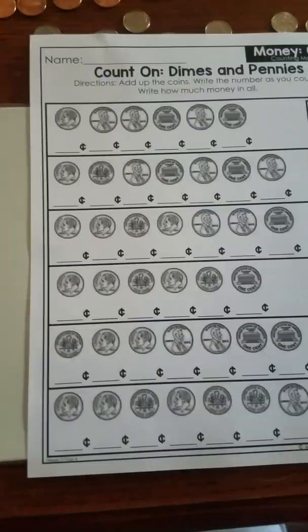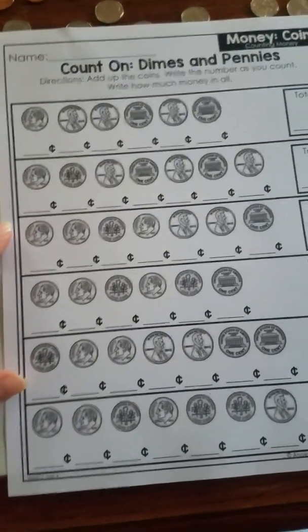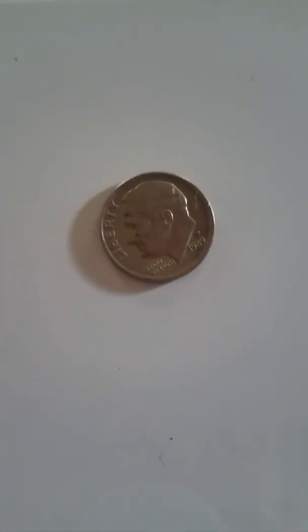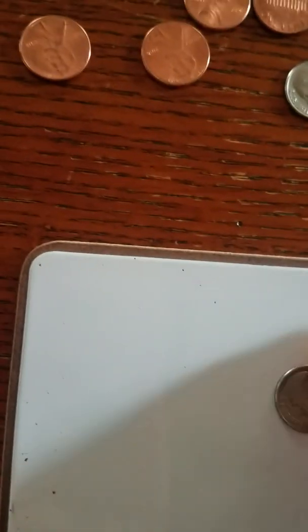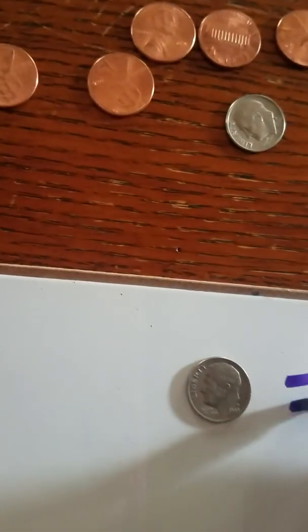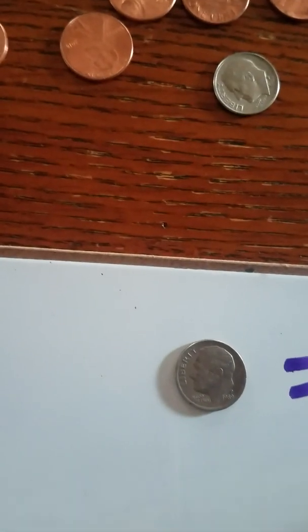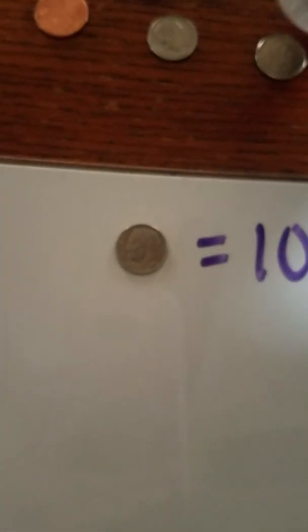So today on your math sheet, you are going to count dimes and pennies. Okay, so let's look at dimes and pennies. Here is a dime. A dime, remember, is the smallest coin, and it has Franklin Roosevelt on the front. We've not talked about him yet, but you will when you get a little older. And then on the back, it has a torch in the middle, and then there's an olive branch and an oak branch. And the value of a dime is 10 cents.